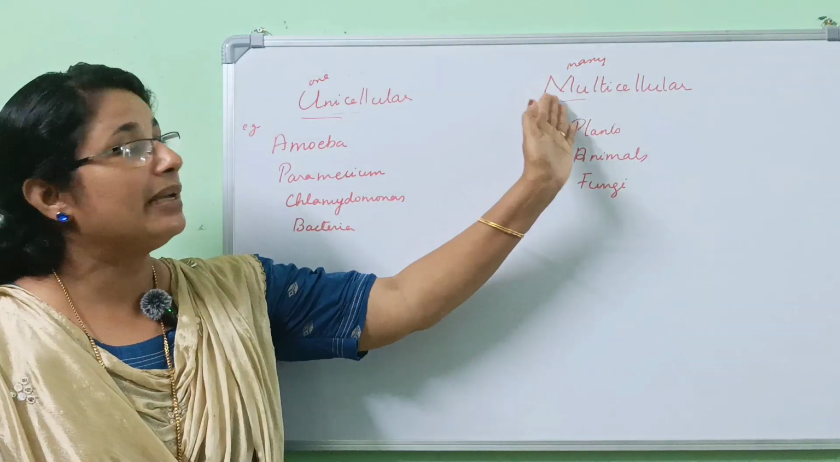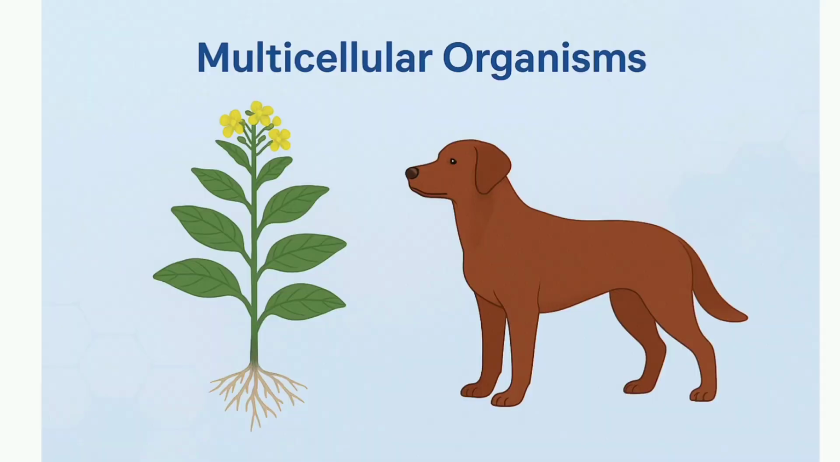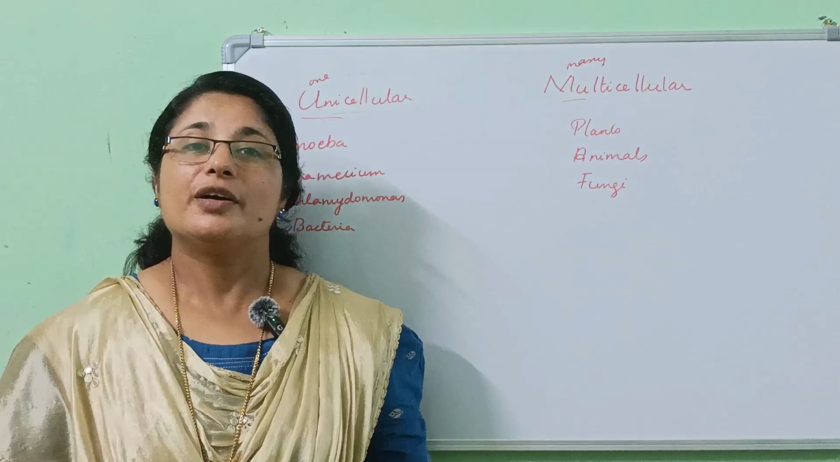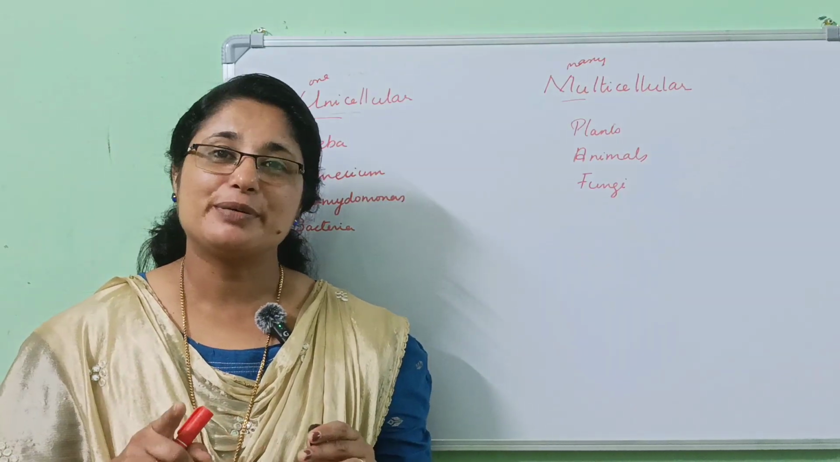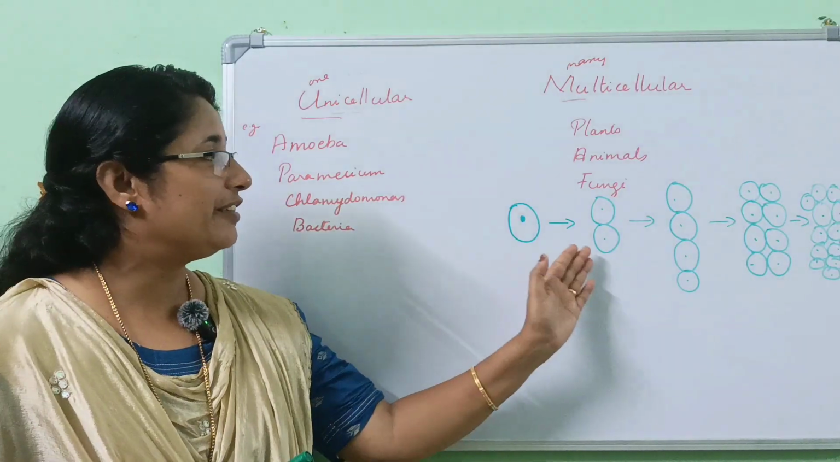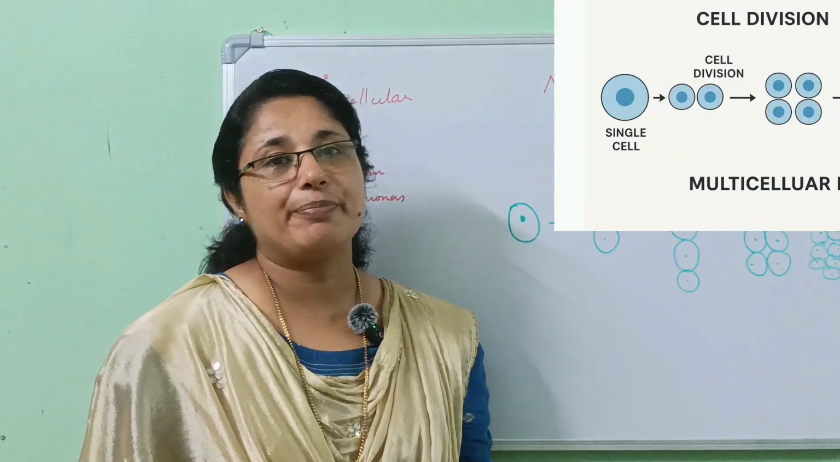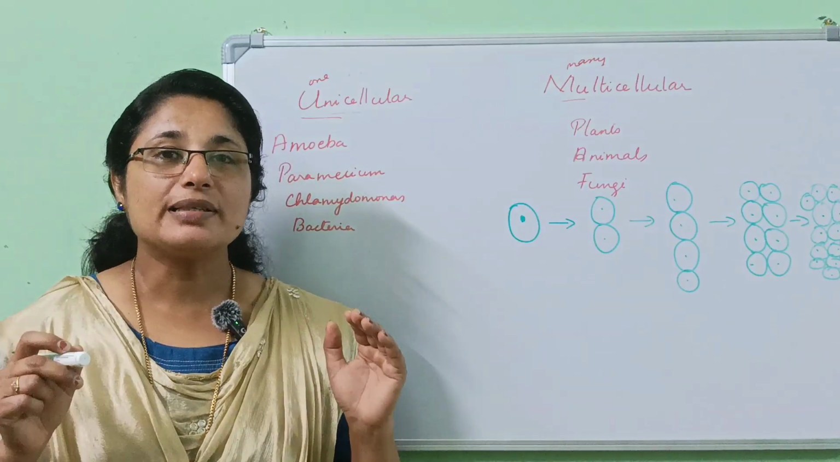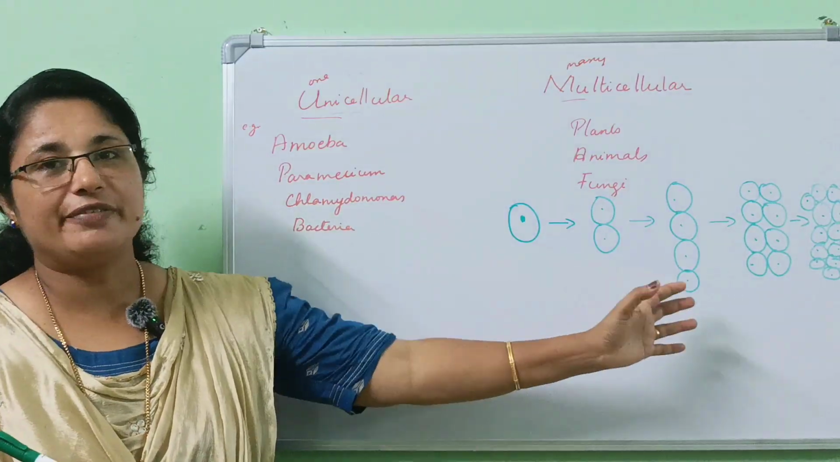Multi means many, so multicellular organisms are many-celled organisms. Examples are plants, animals, fungi, etc. Do you know that every multicellular organism, including you, starts from just a single cell? That single cell keeps dividing and forming more cells, creating all the body parts. So remember, all cells arise from pre-existing cells by cell division.